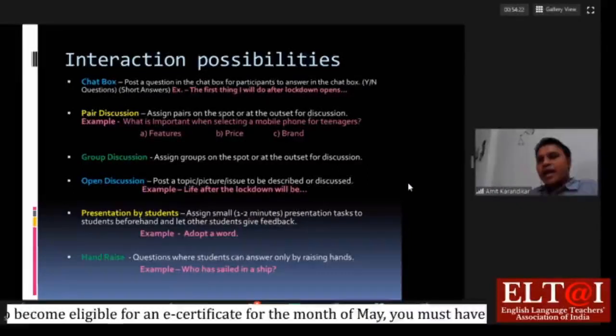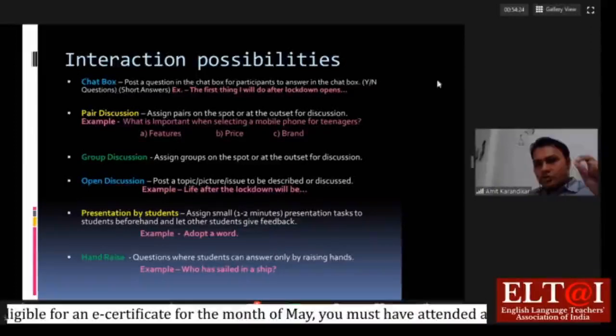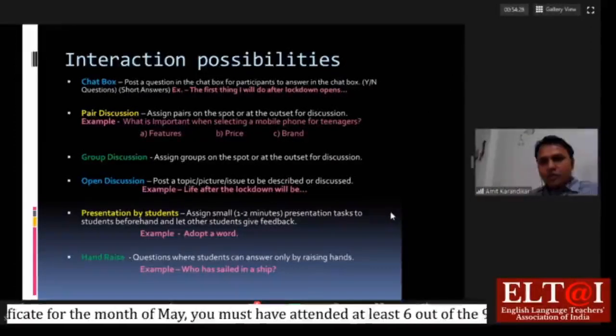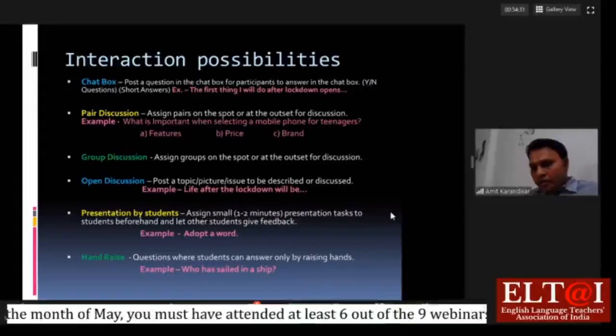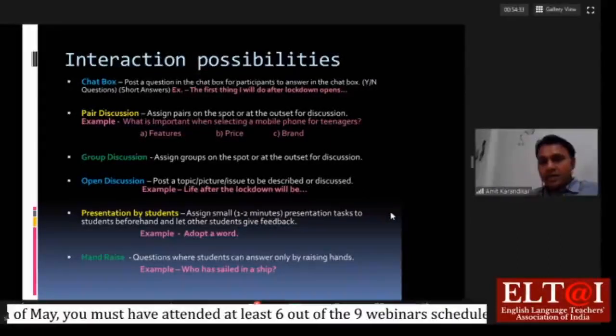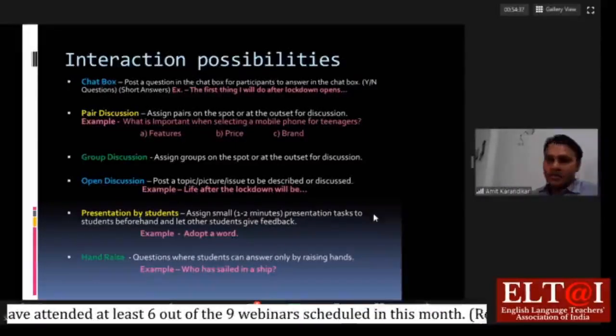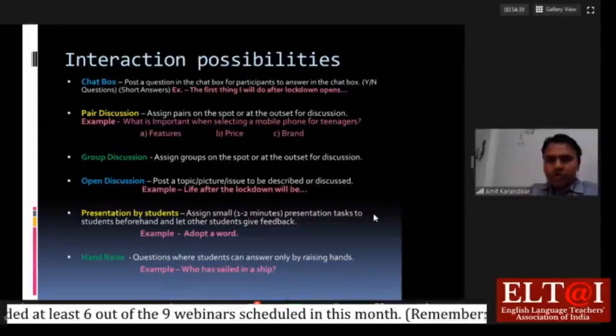And then there is the hand raise option. In Zoom and Cisco WebEx, we have this option of raising hands. So you can ask questions where the answer can be only by hand raising, and still you know that all the students are paying attention, as well as answering your question.